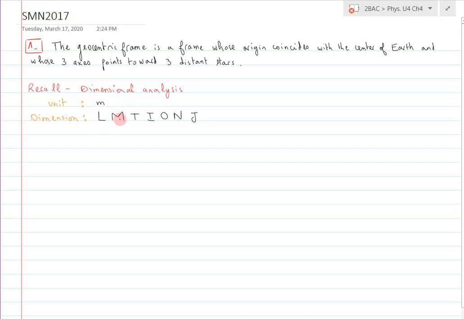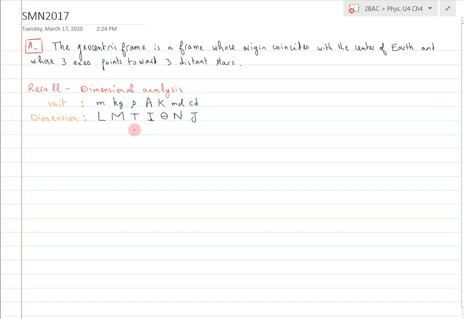For mass, M stands for mass, its unit is kilogram. For time, the unit is seconds. For the intensity of the electric current, the unit is amperes. Here it is not O, it is actually theta, and it represents the temperature. The unit for temperature is Kelvin. N is the amount of matter, the unit is mole, and J is the intensity of radiation of light.